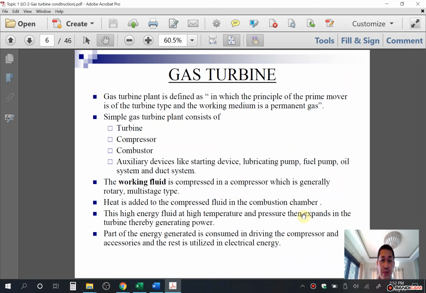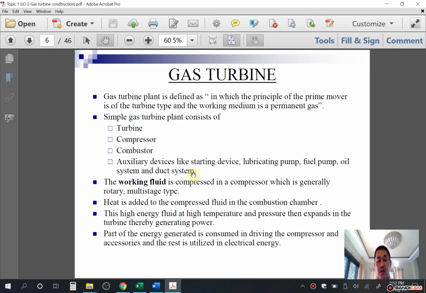So a simple gas turbine plant consists of the turbine, the compressor, the combustor, and the auxiliary devices such as the starting system, a low oil pump to supply lubrication to the gas turbine, a fuel pump to supply fuel to the gas turbine, and the oil system and the duct system. The duct system is a channel of supplied air.